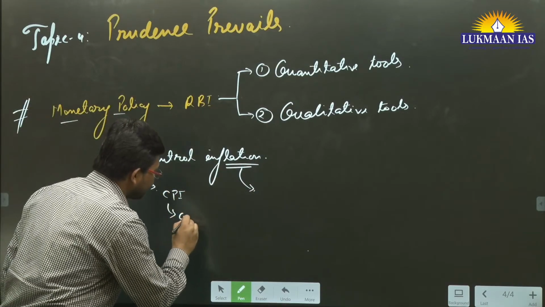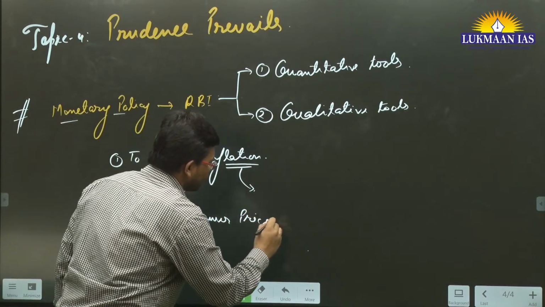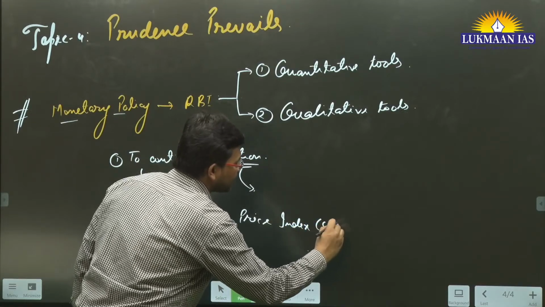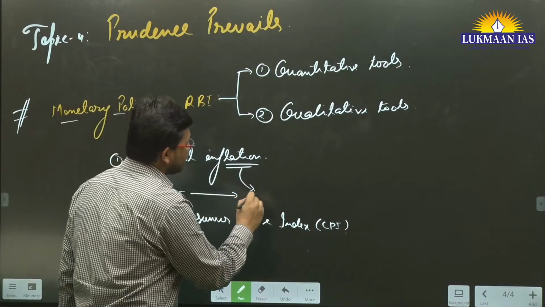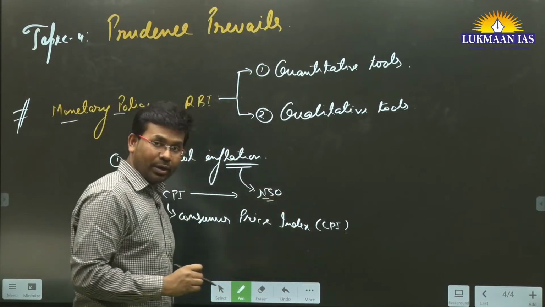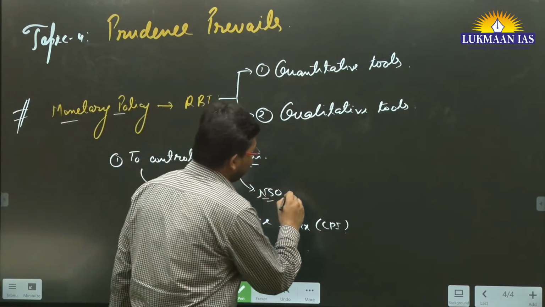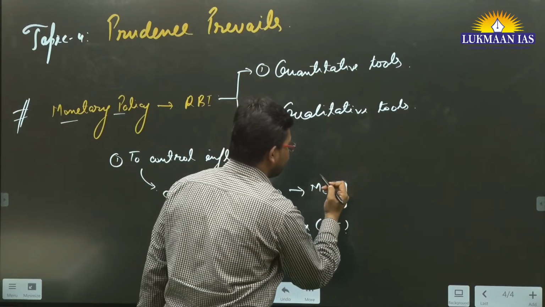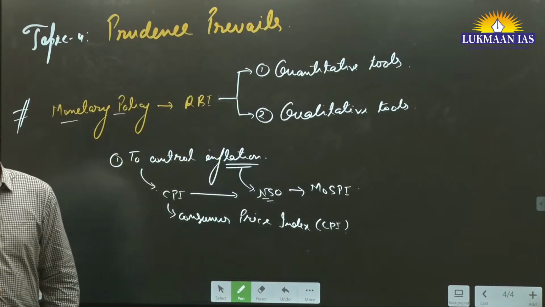Okay, CPI means Consumer Price Index. So this Consumer Price Index talks about how much money a consumer has to pay to purchase goods and services. So Consumer Price Index is released by the National Statistical Organization, which is in short known as NSO, and this NSO works under the Ministry of Statistics and Program Implementation. So they released this particular thing.